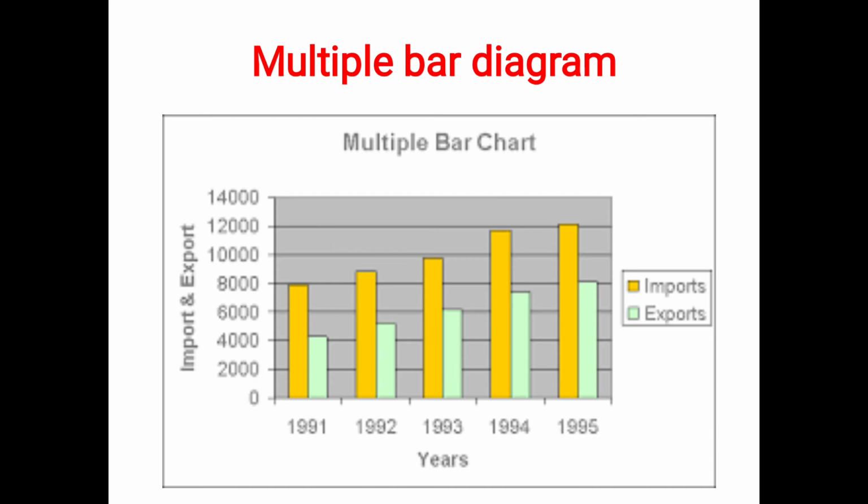Next is multiple bar diagram or proportionate bar diagram. So two things you will be comparing at the same time. For example, here they have given years and imports and exports in a particular year. So for 1991, what is the import? Import is represented in yellow color and export is represented in pista green color. So at the same time you can have two things. For example, males and females, how many cases affected, so side by side you can put it. So this is multiple bar diagram or proportionate bar diagram.